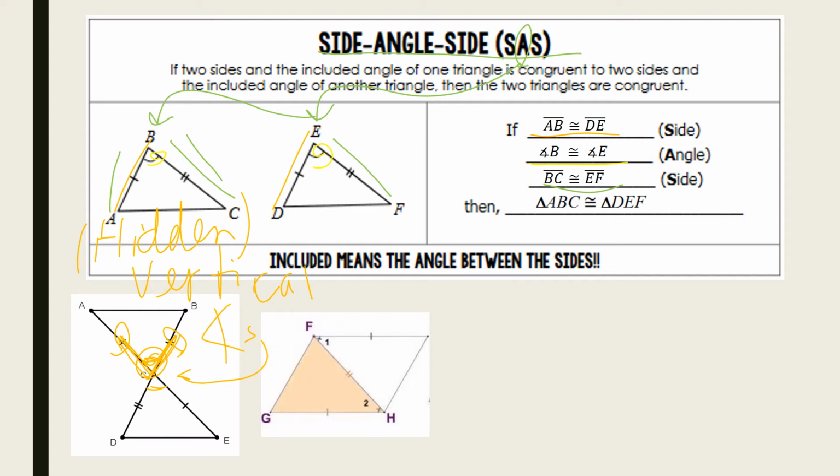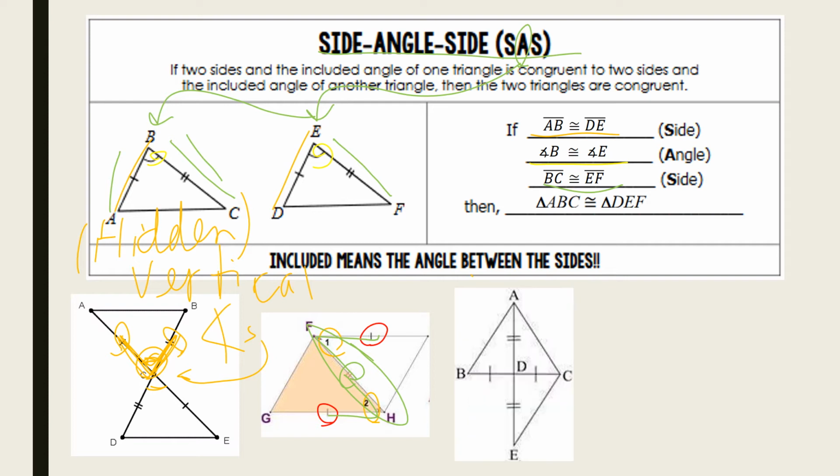All right, next one. Here we go. Oh, here's a reflexive side right here. In this one, we've got a side congruent to a different side, an angle congruent to the angle, and then, boom, that second side. So we've got side, angle, side. And again, this side that's shared between both of the triangles is called a reflexive side.